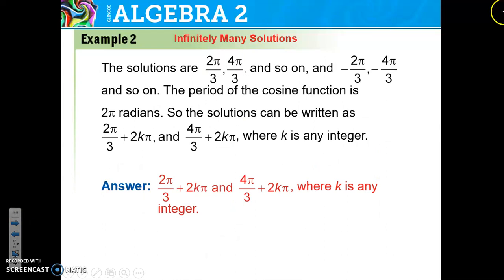So I would have 2 pi over 3 and 4 pi over 3. The period is 2 pi, right, when I'm talking about radians. So every 2 pi radians it repeats. So here I have k, representing my integer multiple, times 2 pi. So 2 pi over 3 plus 1 2 pi, or 2 2 pi's, or 3 2 pi's, or negative 5 2 pi's, I'm still going to get to a place where 2 times the cosine of theta equals negative 1.